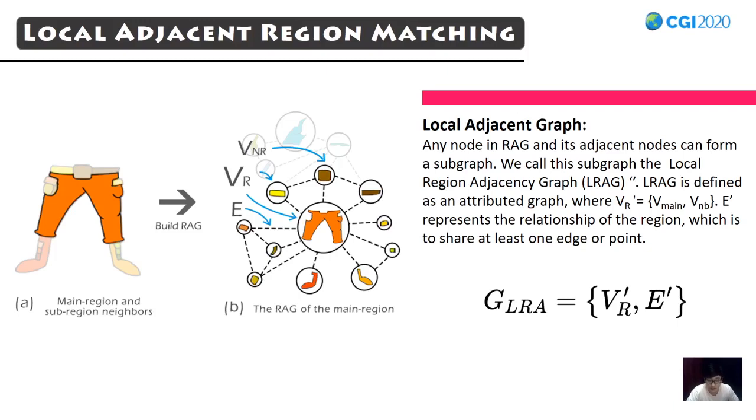Any node in RAG and its adjacent nodes can form this subgraph. Like this, the orange pen and its neighbors. The orange pen in this RAG is represented as V main, and its adjacent nodes are represented as V neighbor, or VNB. E prime represents the relationship of the regions, which is to share at least one edge or point.